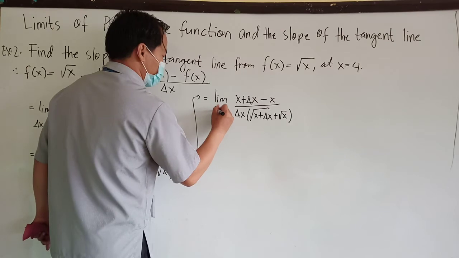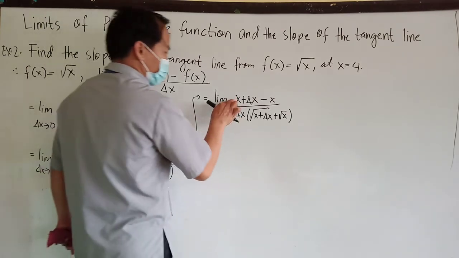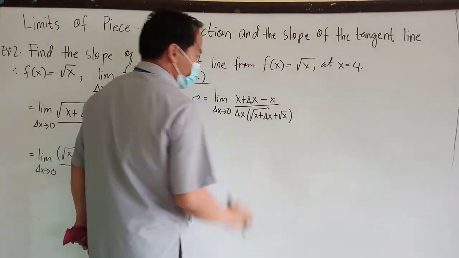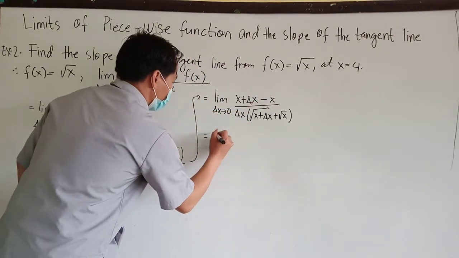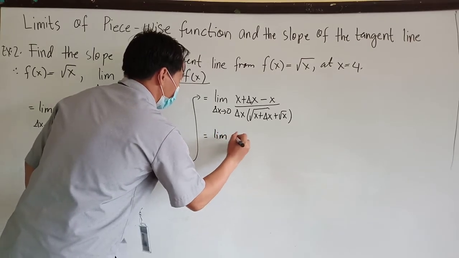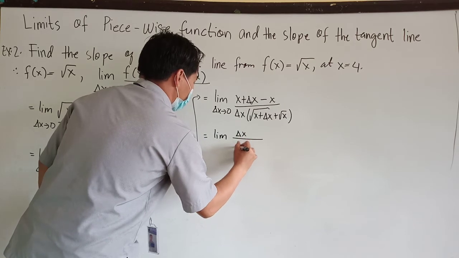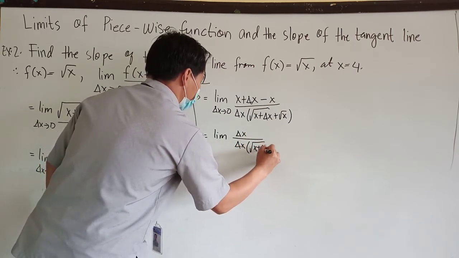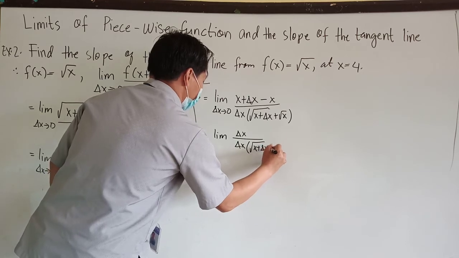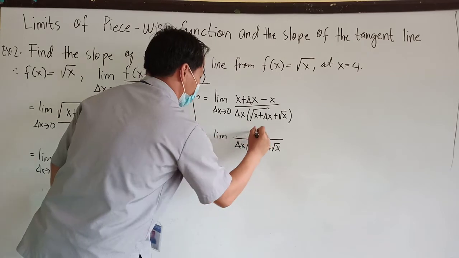Then as delta x approaches 0, we have x and negative x become 0, so the remaining value in the numerator is delta x. So we have here the limit of delta x over delta x multiplied by the square root of x plus delta x, plus the square root of x.